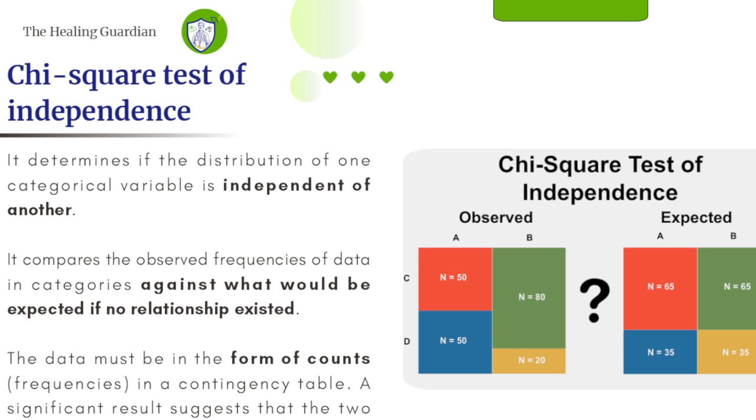The data must be in the form of counts. That is why I said that the chi-square is best for discrete data. It is not dealing with points or continuous data, and can also be used for categorical data.